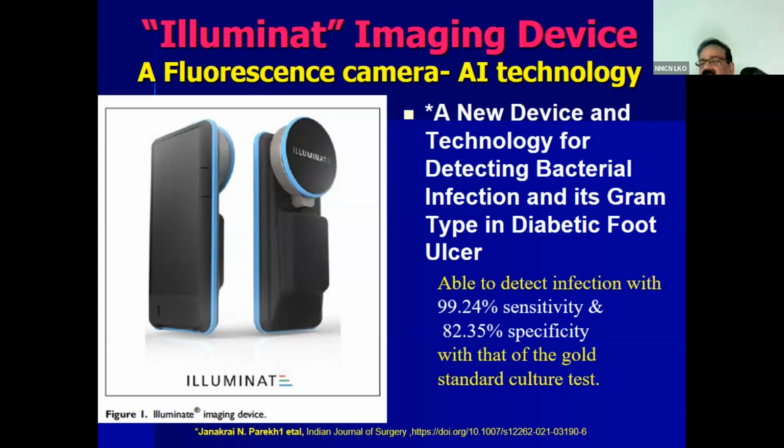And then Diabetic Foot India has also introduced a new fluorescence camera which works with AI technology, artificial intelligence technology. It comes by the name of Illuminate imaging device. It is a new device and technology for detecting bacterial infection and its gram type in diabetic foot ulcers. With the camera, you can find out if there is gram-negative or gram-positive bacteria, and accordingly you can decide about the antibiotic. No doubt, you can't compare it with the standard culture sensitivity because you do not get sensitivity out of it. But in the trial, it has been shown that there is 99.24% sensitivity and 82.35% specificity compared with the gold standard culture test.